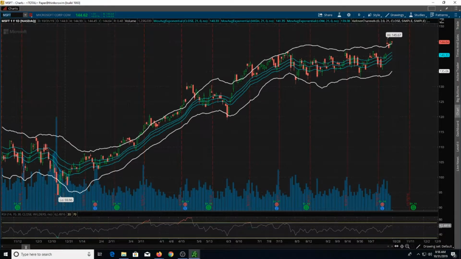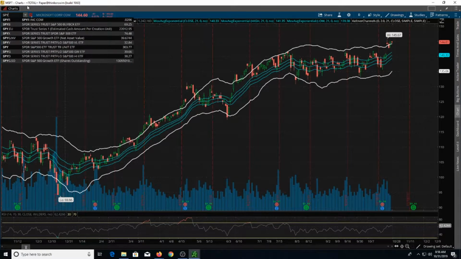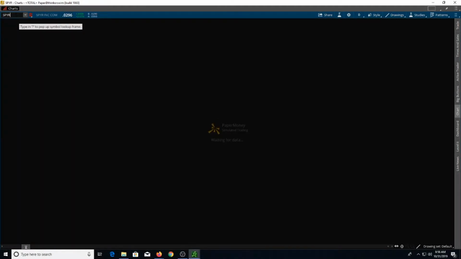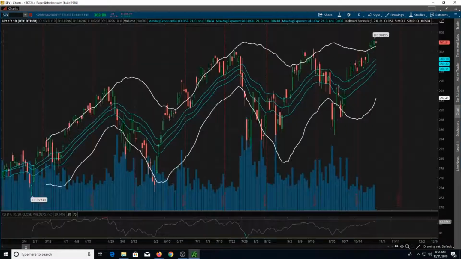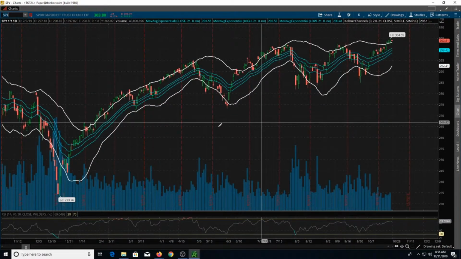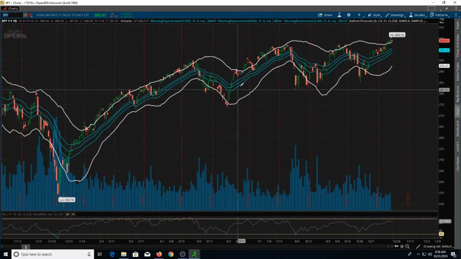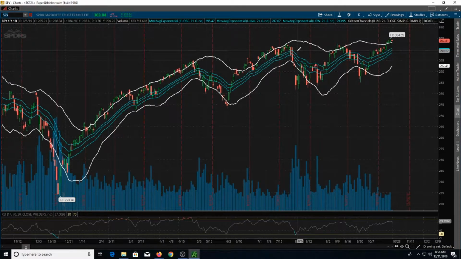I'm going to go ahead and pull up another security here. I'm going to pull out the SPY ETF to give you a look at it and see what it looks like, and that's not the SPY. Let's try that again. All right. So you see a little more confusion here. It's a little more volatile.